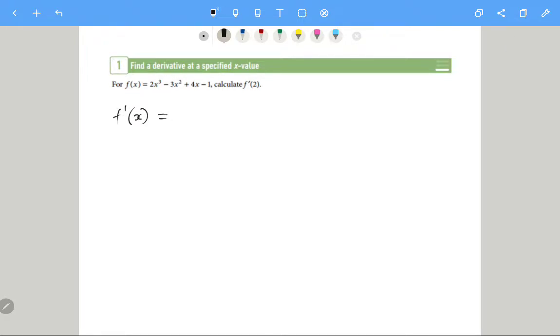Now, since it's not asking us to do it from first principles, we can just derive it normally. So bring the 3 down times 2x, 3 minus 1 is 2, minus bring the 2 down times 3x, 2 minus 1 is 1. And the derivative of 4x is just 4, and the derivative of negative 1 is 0. So that's all finished, and we get 6x squared minus 6x plus 4.